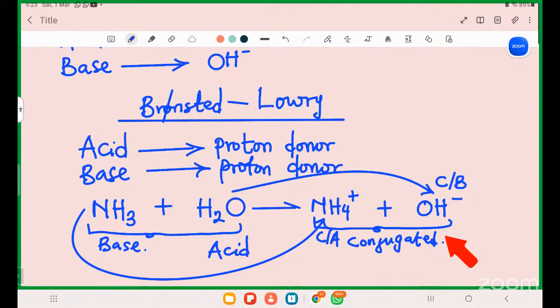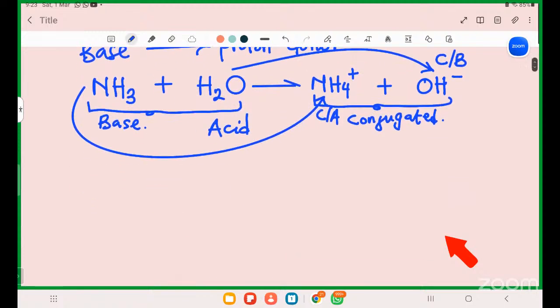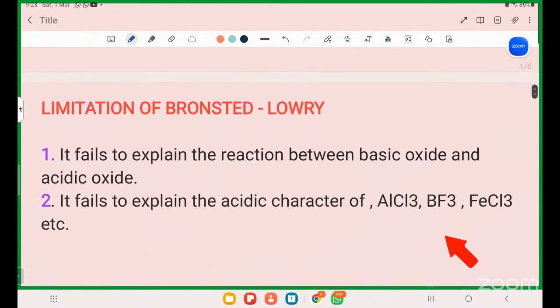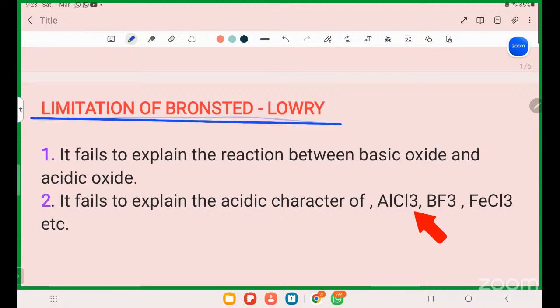All right. So now, we proceed. There are limitations to Bronsted-Lowry acid and base. Now, what are its limitations? First, the Bronsted-Lowry acid and base fails to explain the reaction between basic oxide and acidic oxide.